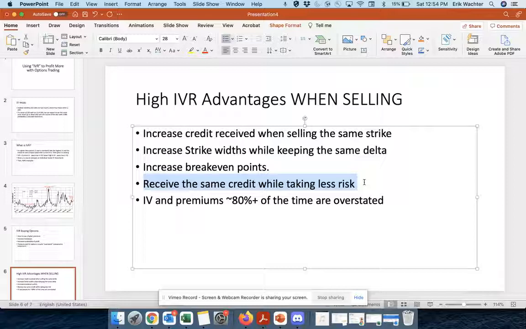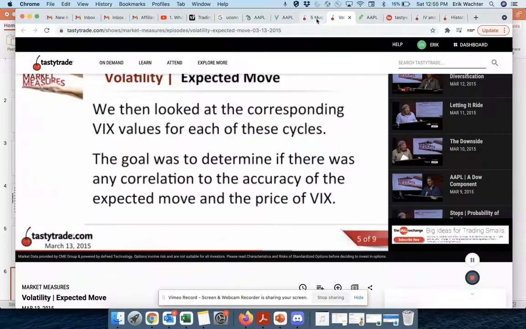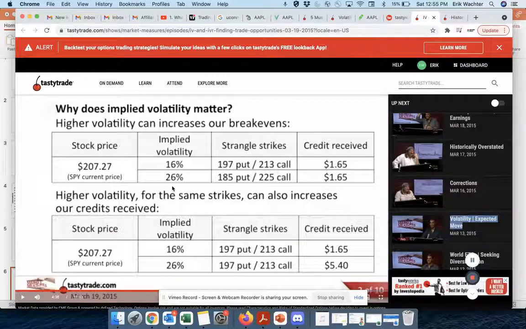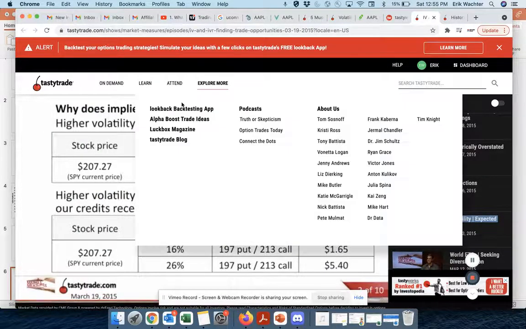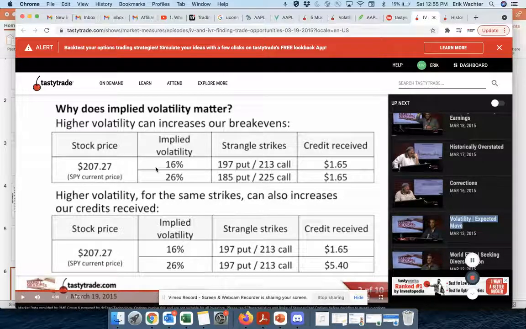And the next thing to go over is IV and premiums. Around 80% of the time, implied volatility is overstated compared to historical IV, historical volatility. So that might be a little confusing, this slide. So let me show you, Tasty Trade has great stuff, great info and studies. They did a study, selling strangles. They tell you what strikes they sell the strangles, and this is in the S&P 500. They're looking at when IV is low at 16% versus when IV is a little higher at 26%.